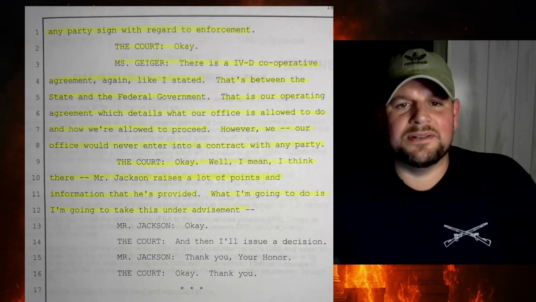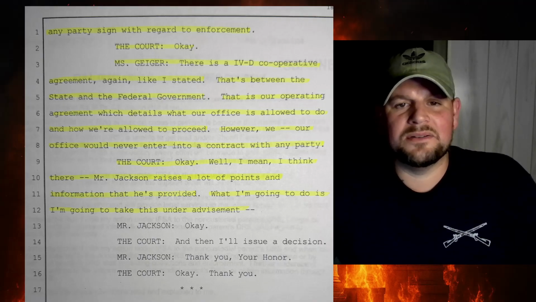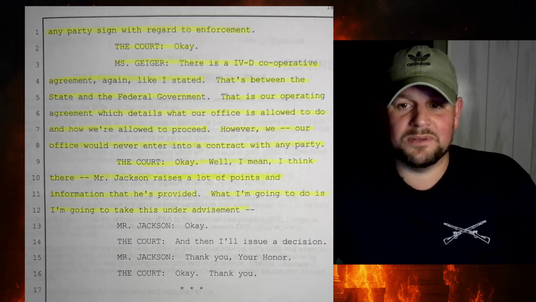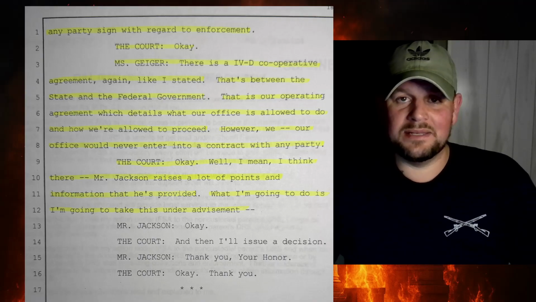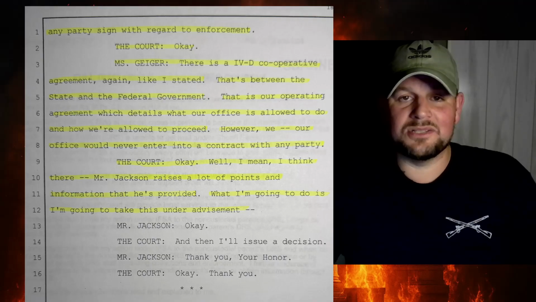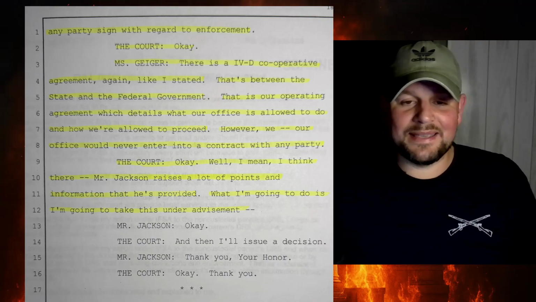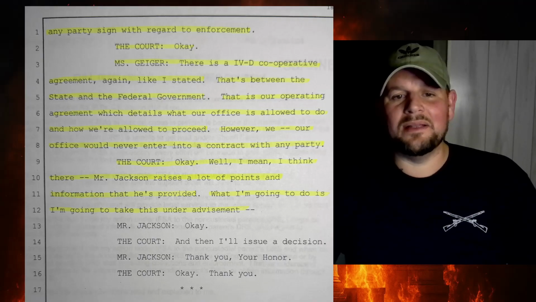Miss Geiger says, "There is a Title 4D cooperative agreement." Again, like I stated, that's between the state and the federal government. And as I was just saying before, guys, that's not what I was asking for. I was asking for a Title 4D application between the person wanting child support and domestic relations. They can't prove that.